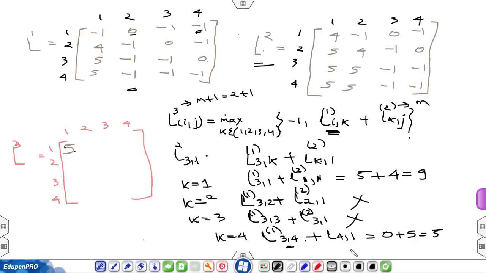So you have -1, 9 and 5. These two are invalid and you have to choose the maximum from this. So 9 is maximum. So L of 3 comma 1 is 9. Using the same approach you can calculate other elements. I am writing them down directly. You can practice and verify it.